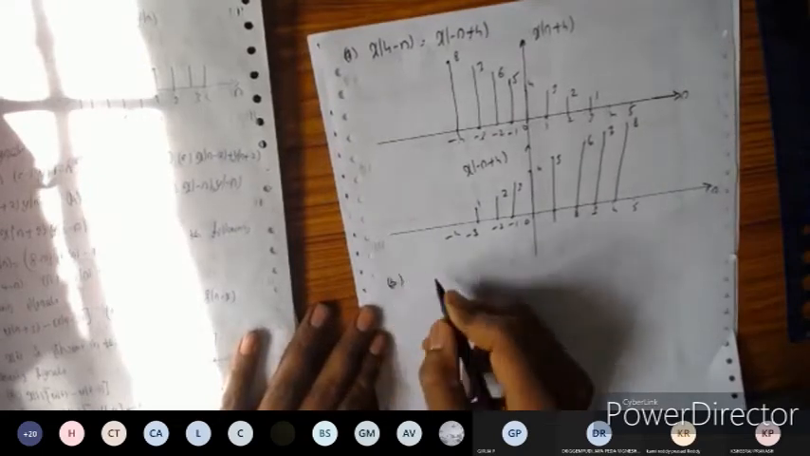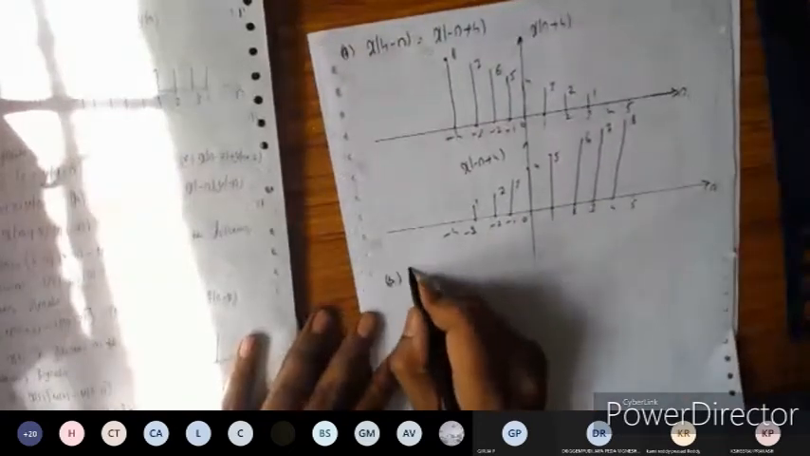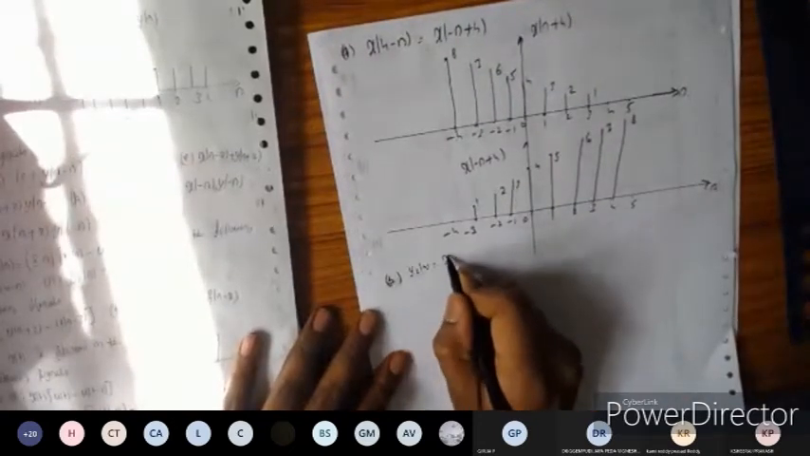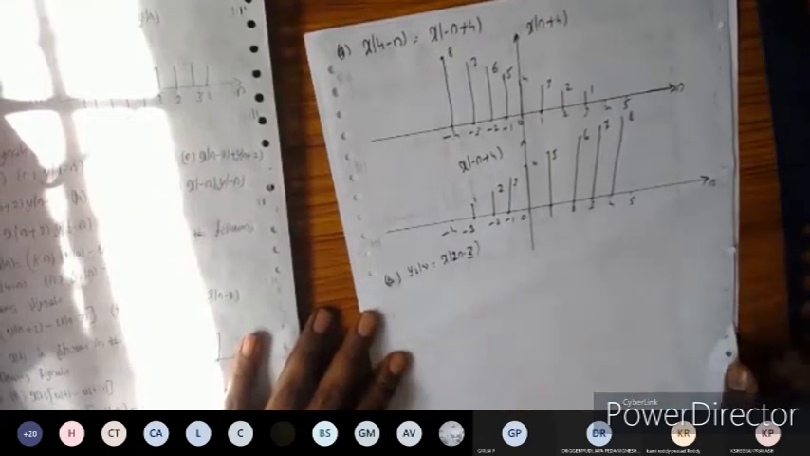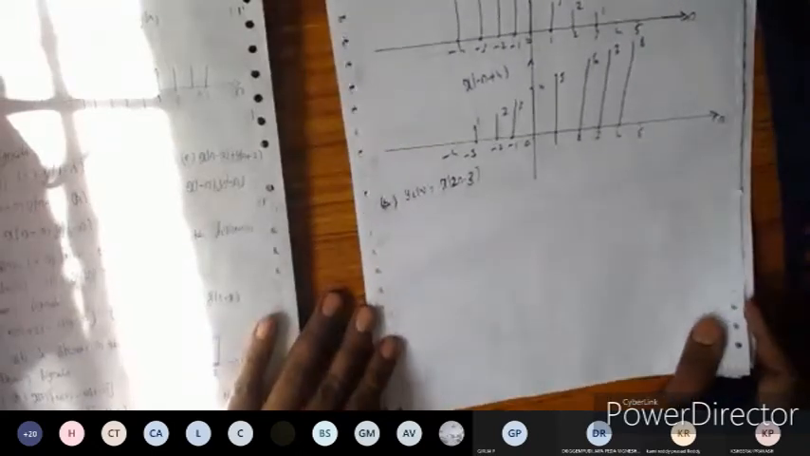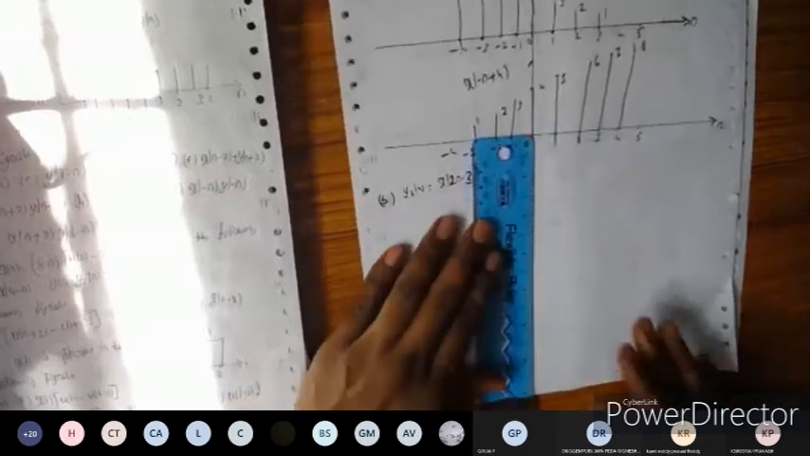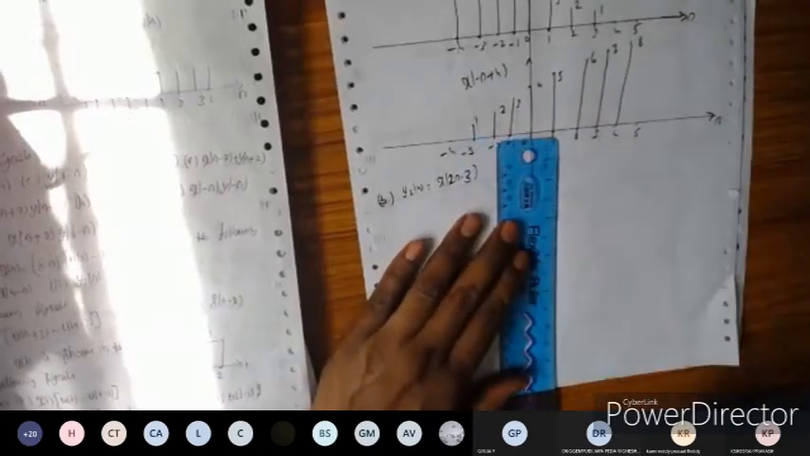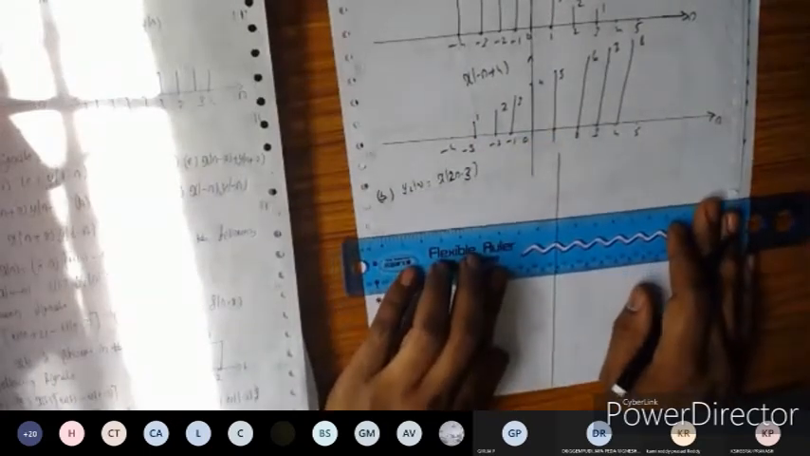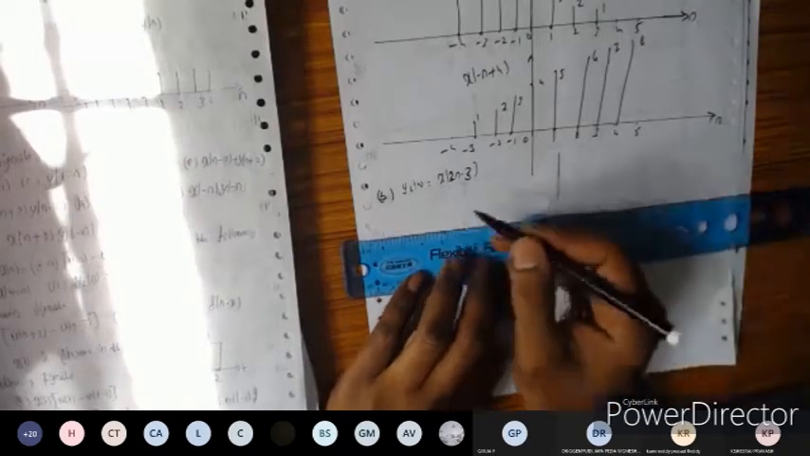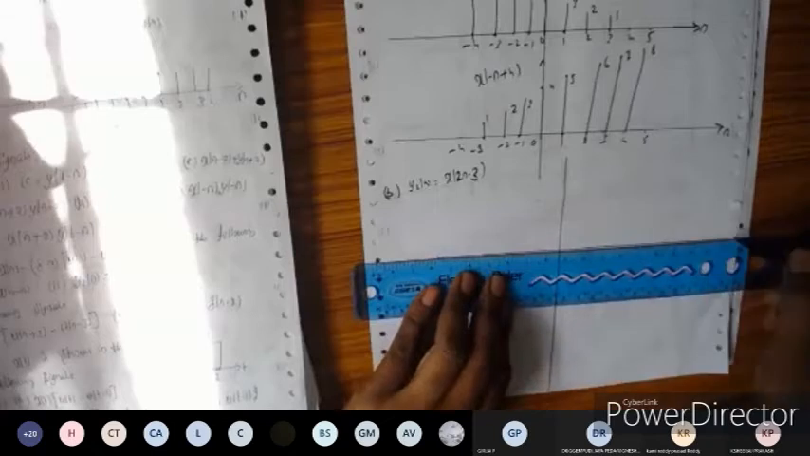Next one. The second waveform is given as x of 2n minus 3. Any doubts with this one? Okay, so first is x of n minus 3. Let us plot that one here for the next problem. Then we'll perform the scaling operation.